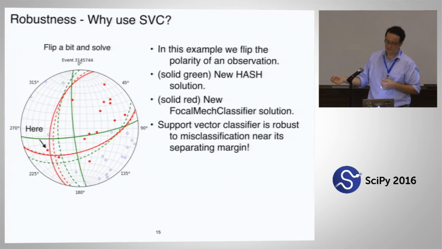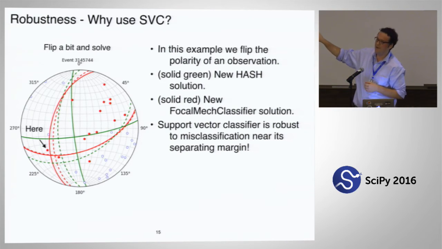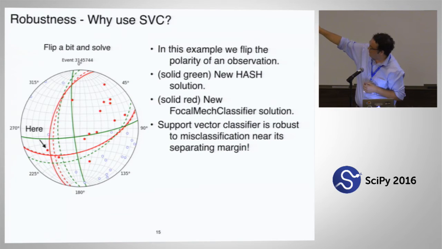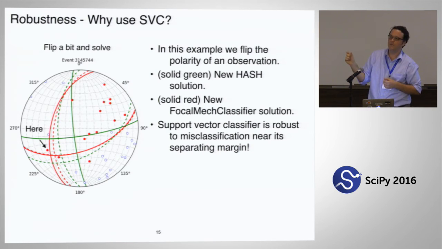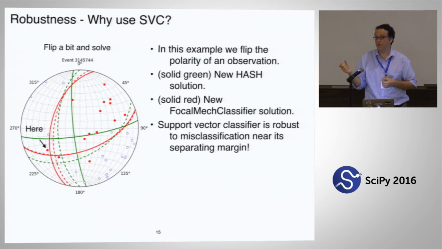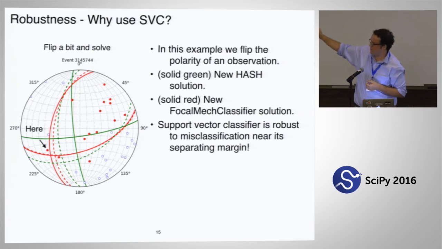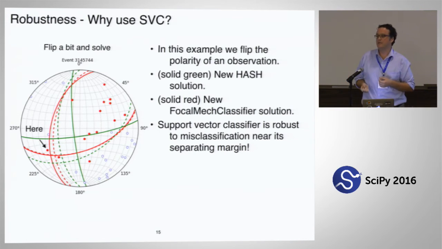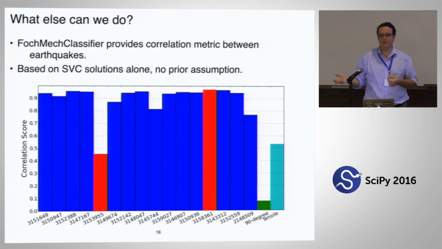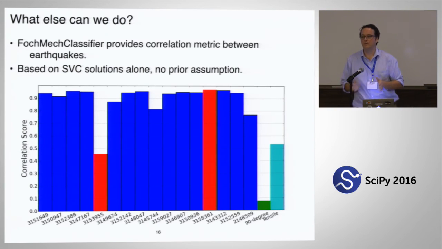Now, not having the benefit of this station correction, say we would flip the sign of that bit. The green line shows the change in the HASH solution, which is very large. However, because that point is very close to the separating margin of the support vector machine, it really doesn't care. It's happy for that data point to be a little bit ambiguous. And so we see that the support vector classifier solution is actually robust to that sort of misclassification on its separating margin.